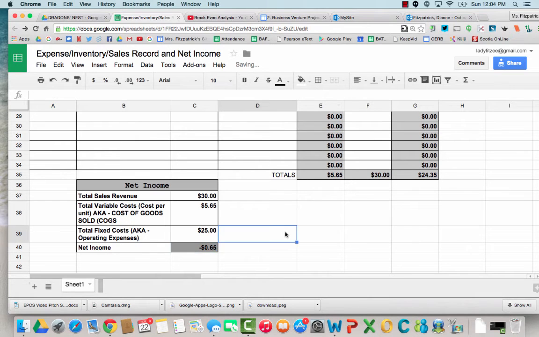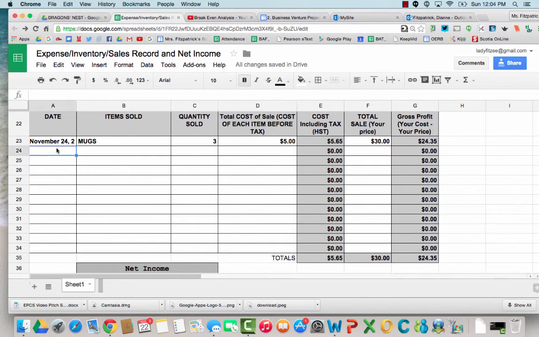But let's watch what happens if we get some net income. Let's say the next day, on November 25th, I sold more of my mugs. Let's say I sold 5 of them. And again, they were $5 each. So 5, and my price was $10. So that would have been $50 I got in revenue. I'm going to put revenue in here to help remind you that this is revenue. Revenue is the price you're selling it for, your sales.